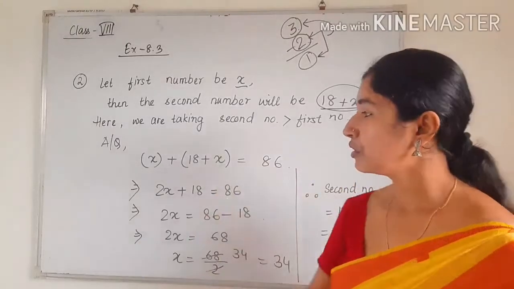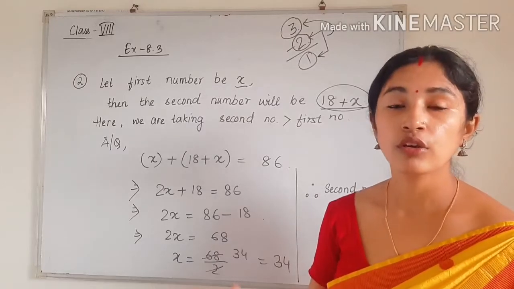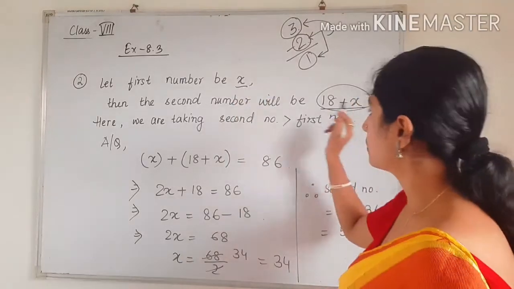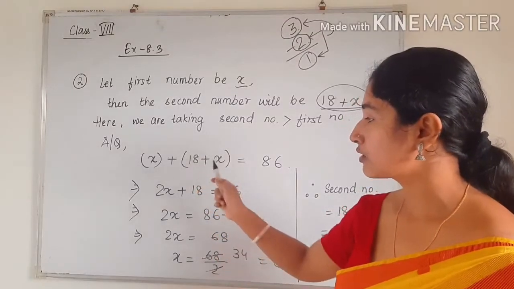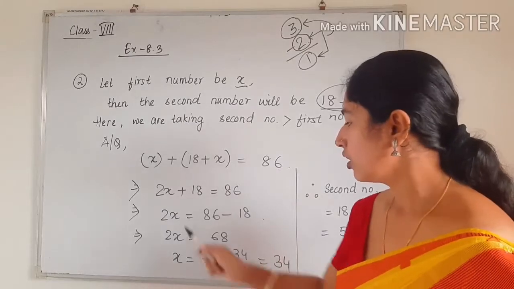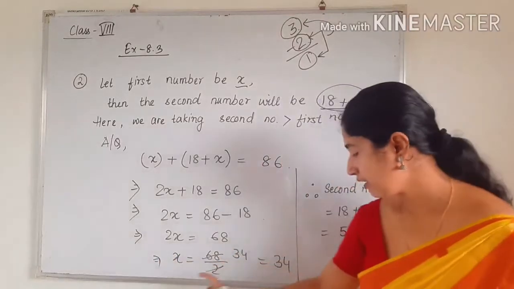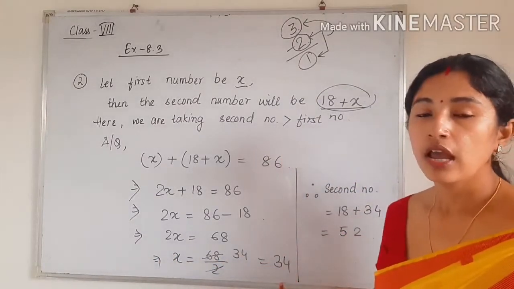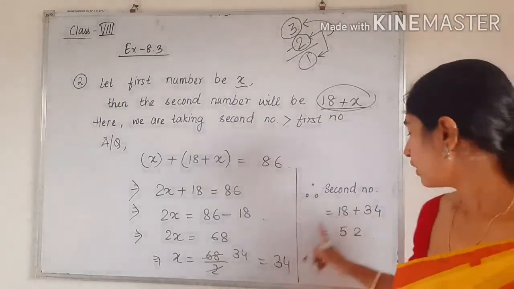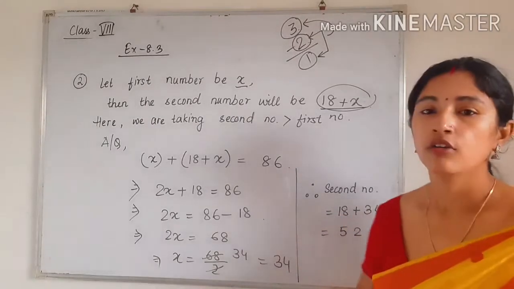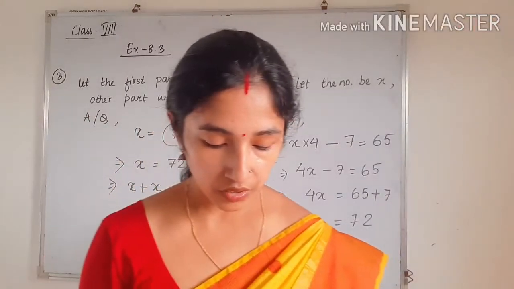According to the question, now the second sentence says that when you add the two numbers, you will get 86. So according to that situation we can write x plus 18 plus x is equal to 86. Now you can solve the equation and easily find the value of x, that is 34. And the second number will be what? 18 more than x. So you add 18 to 34, you will get 52. Okay. So come to the next question, question number 3.